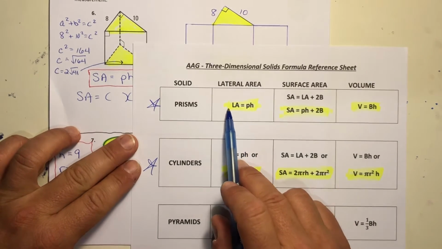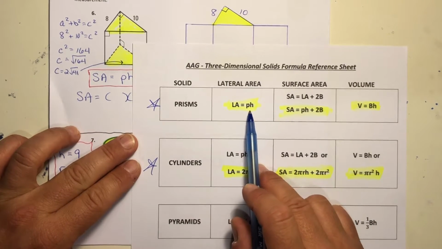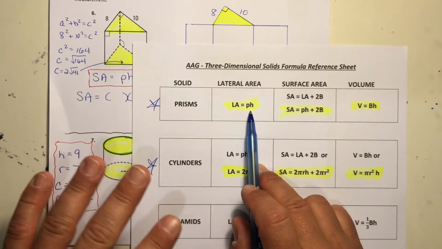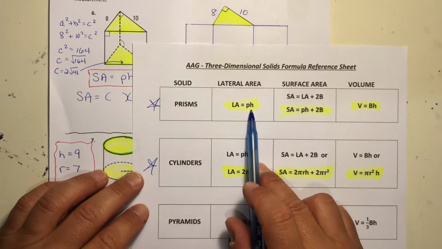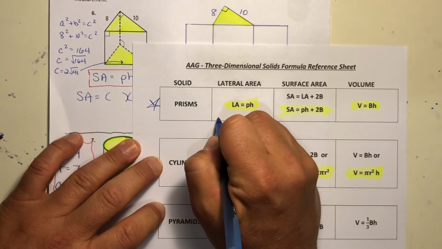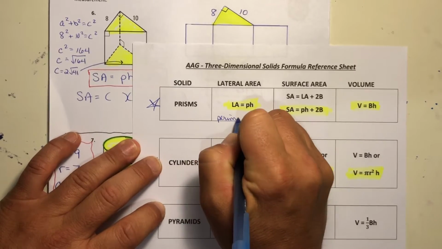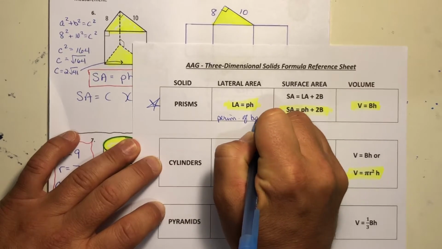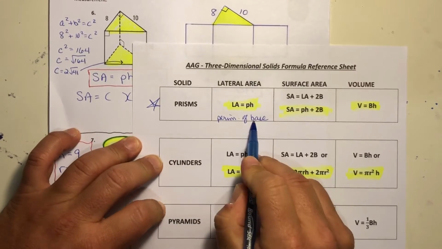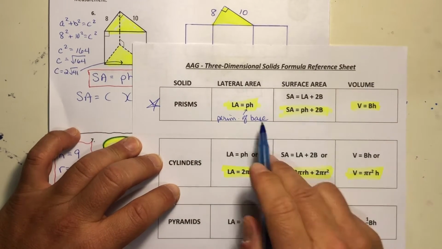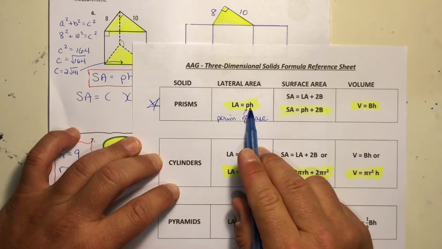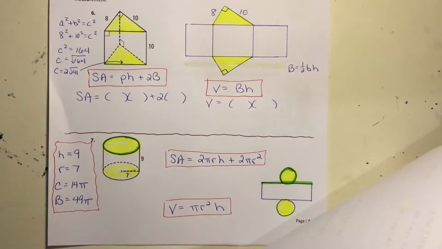I want you to notice that if they want just the lateral area, which was like the unrolled rectangle, which we'll talk about in a second, then I would just take P times H. Now, P stands for perimeter of the base. So I'm just going to abbreviate there. I'm going to write perimeter of the base. That's P. What do you think H stands for? H is simply the height of the prism. Okay, we're going to practice that in a second.